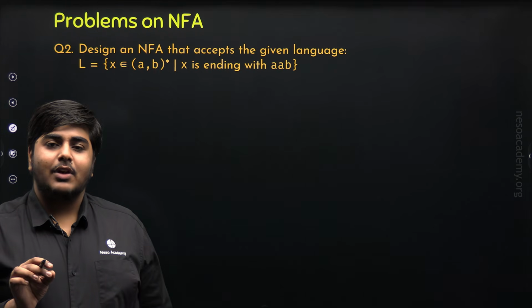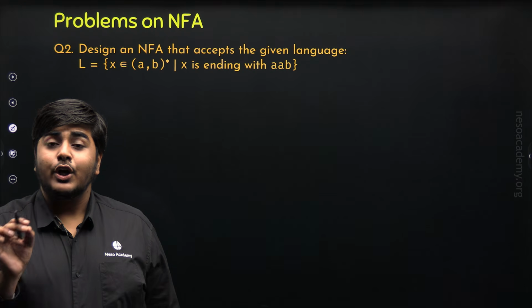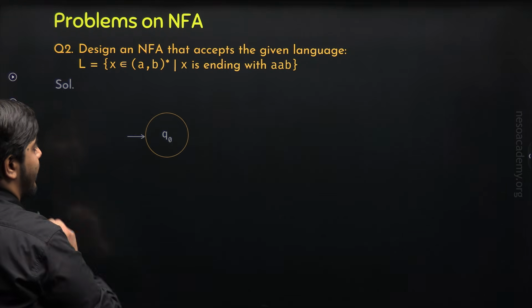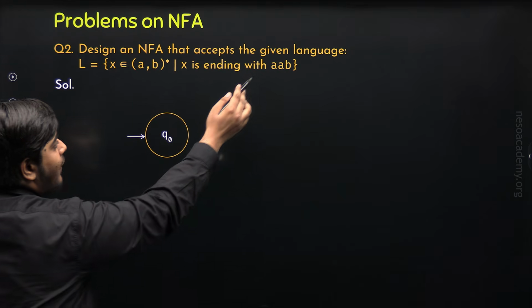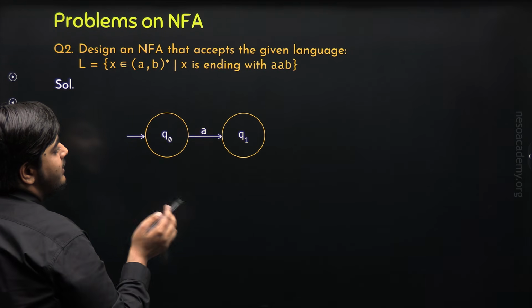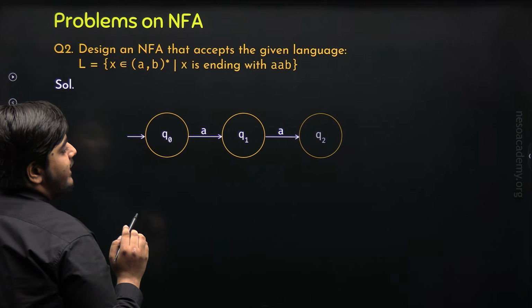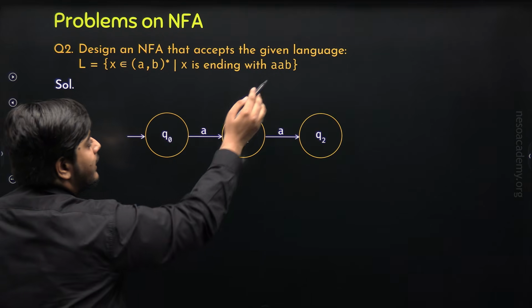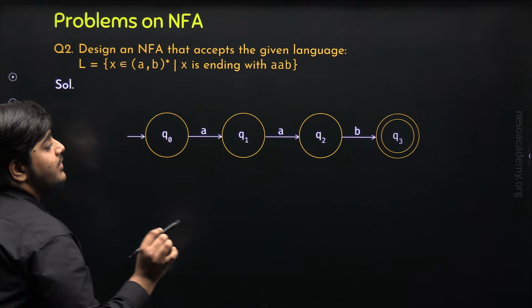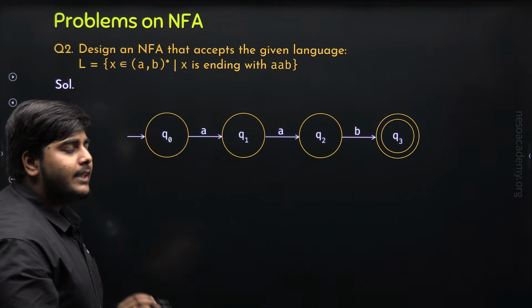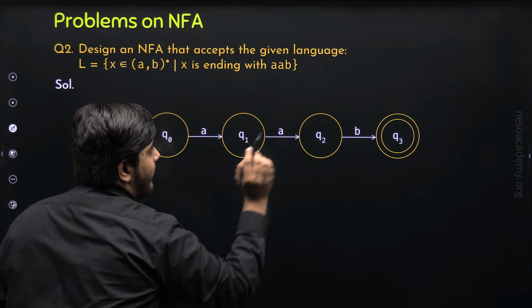And now we will construct a basic transition diagram to accept the string aab. Here is our initial state Q0. First symbol is a and we will reach the next state Q1. Second symbol is a and we will reach the next state Q2. Third symbol is b and we will reach the final state which is Q3.